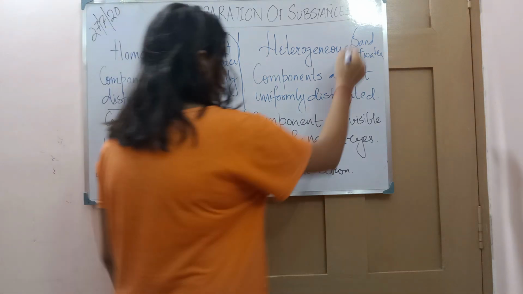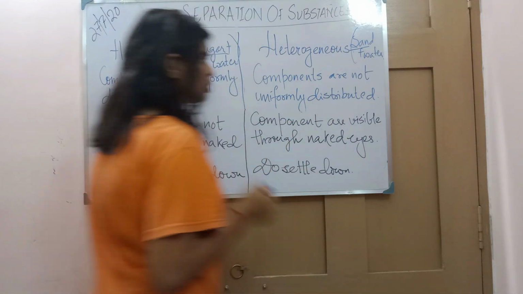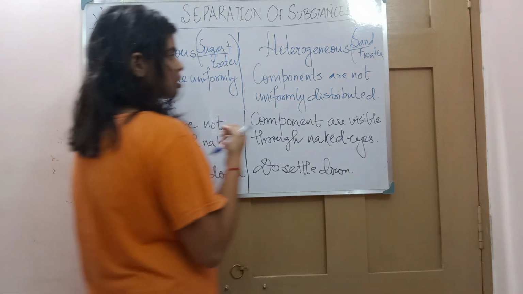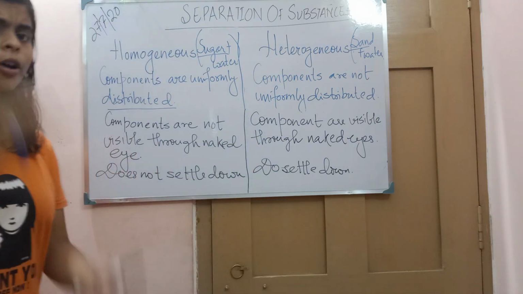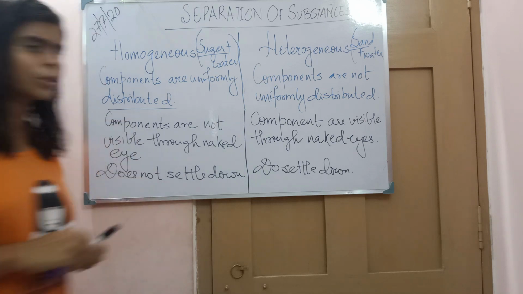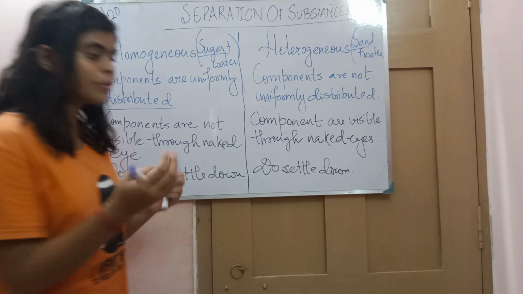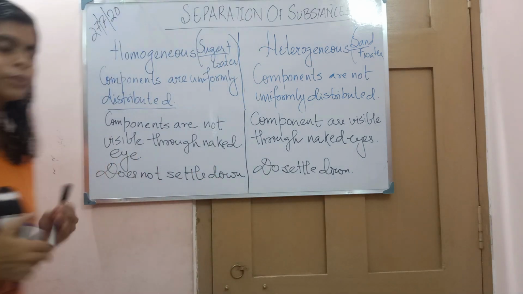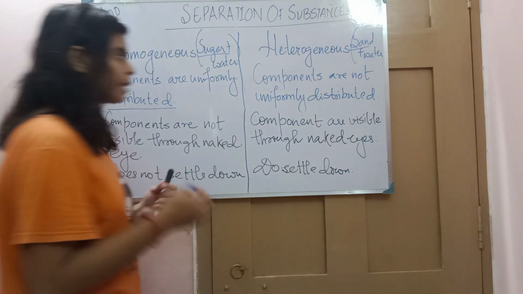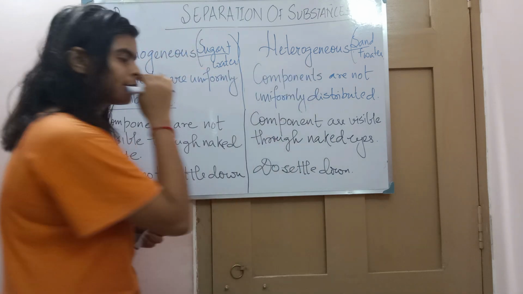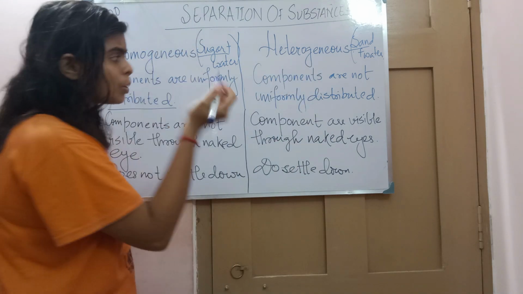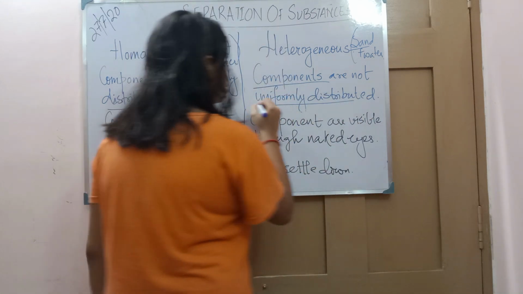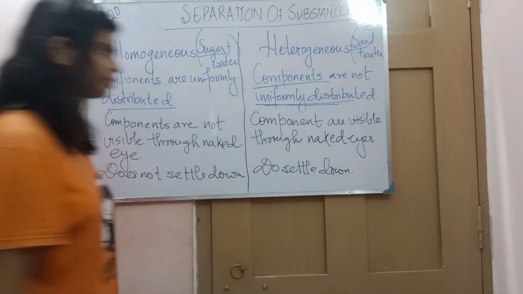But in heterogeneous, in sand plus water, are the components of the sand equally distributed, uniformly distributed in all proportions, in all the layers of the water? No. Most of the sand settles down and is present at the bottom of the container, and less sand is present at the surface. So we can say the components are not uniformly distributed.